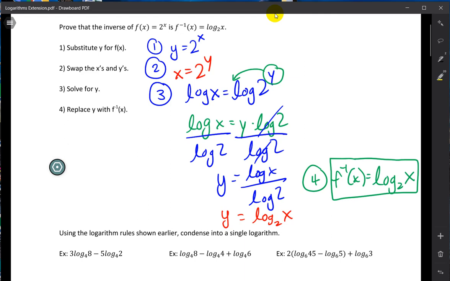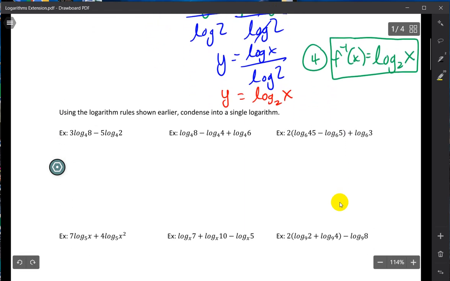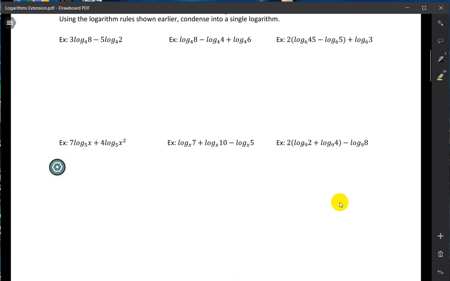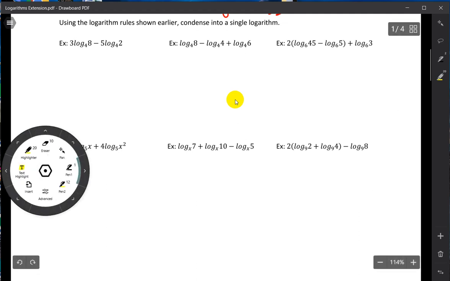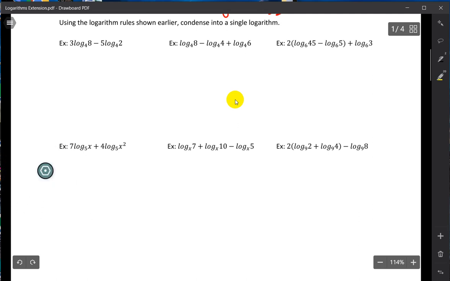Okay. So I'm going to scroll down, and I'm going to show you more examples. So here, using the logarithm rules shown in previous lessons, we want to condense this into a single logarithm. Generally, anytime we have a coefficient in front, we're going to bring it up front. I'll put that in different colors so you guys can see that. So anytime we have a coefficient, we're going to put it up front.